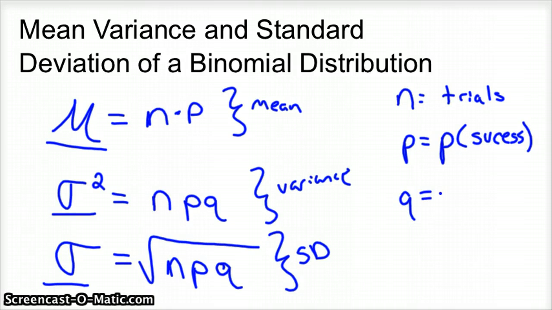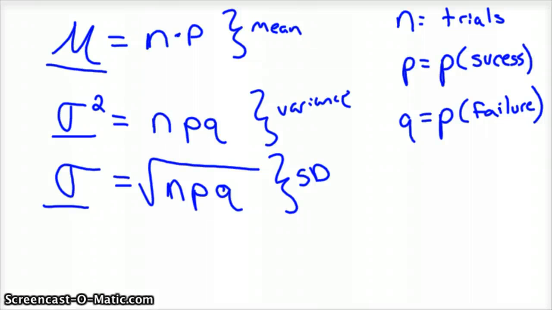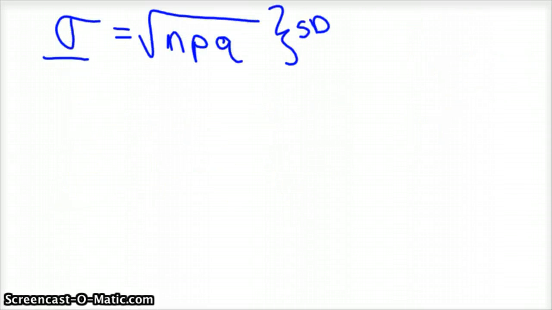And q stands for the probability of a failure. Maybe a success is heads and a failure is tails. So the probability of a head would be p, and q would be the probability of a tail. And if it's a fair coin, they're both a half. So let's look at an example of this.